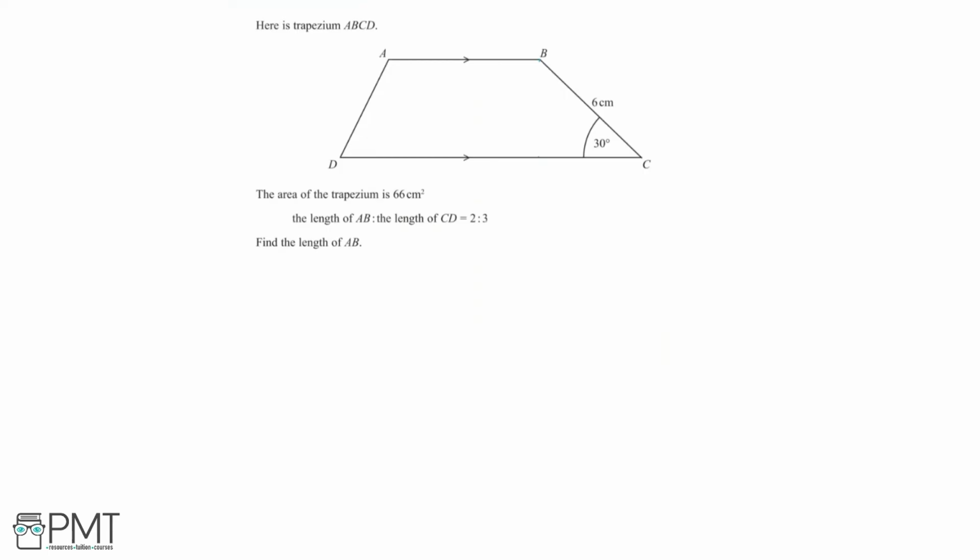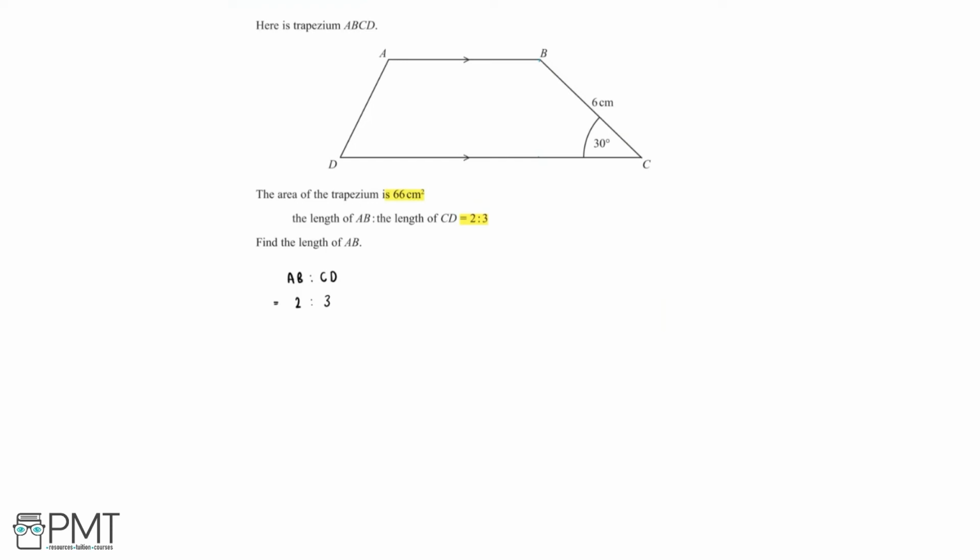In this question, we're given a trapezium ABCD. We're told that the area of the trapezium is equal to 66 centimeters squared. And we're also told that the ratio of the length of AB to the length of CD is equal to 2 to 3. We need to find the length of AB. Now let's start by using the fact that the ratio of the length of AB to the length of CD is equal to 2 to 3.